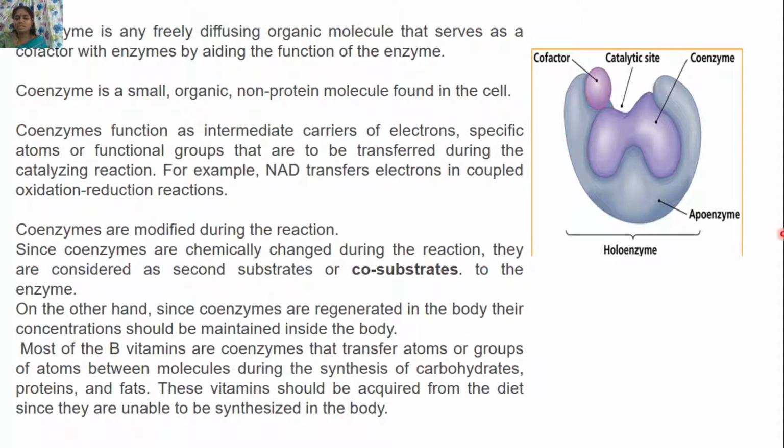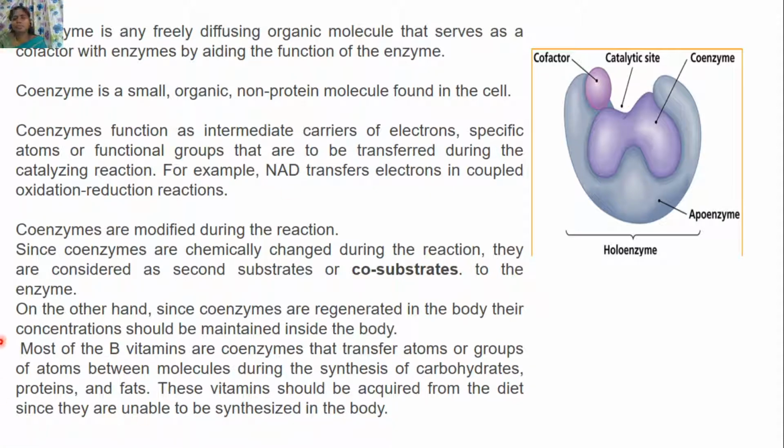Most of the B vitamins, the B complex vitamins, are coenzymes that transfer atoms or groups of atoms between molecules during the synthesis of carbohydrates. See here, this is the cofactor, this is the site for the coenzyme, and this is the active site or catalytic site. Along with this cofactor and coenzyme, it is a holoenzyme.